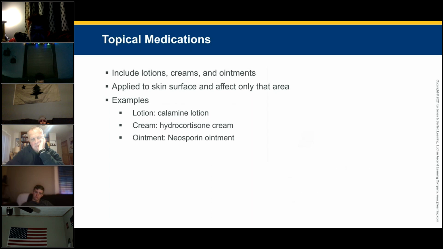Topical medications include lotions, creams, or ointments. They're applied to the skin surface and they only affect that area. Some examples: a lotion could be a calamine lotion, a cream could be like a hydrocortisone cream, and then an ointment would be like a Neosporin.